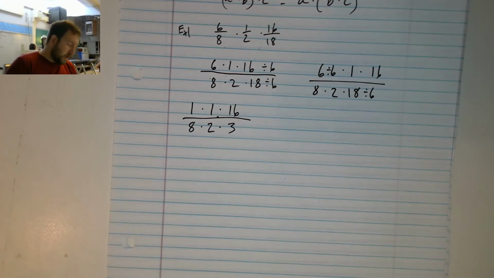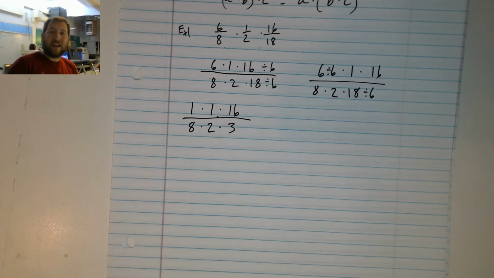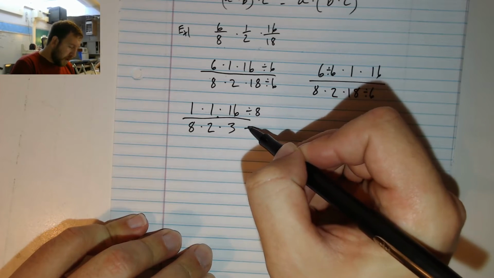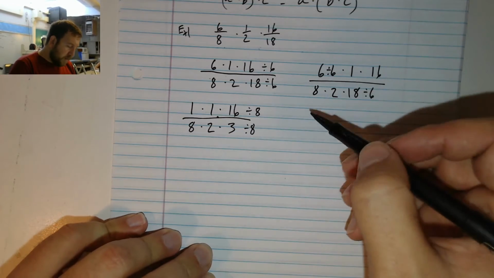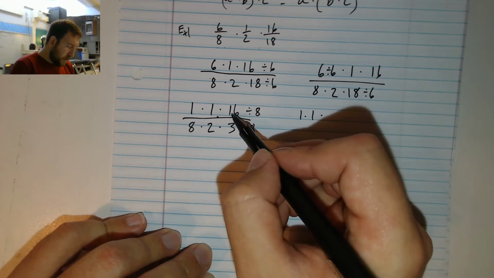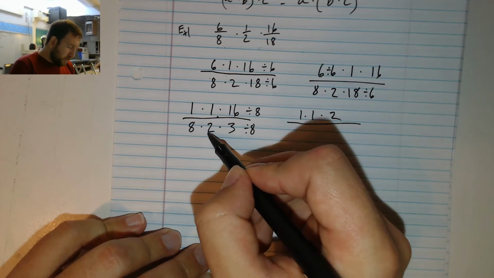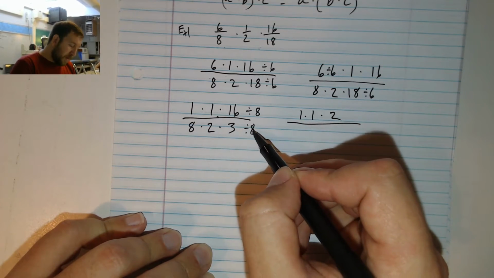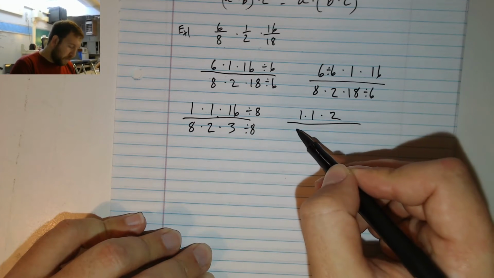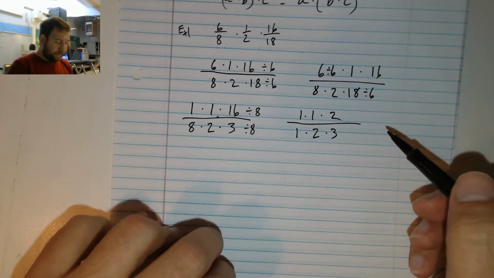Okay, almost done. Let's look at one more. I do see my 16 and 8, and 8 fits into both of those. So I can again divide top and bottom by 8, rewrite my whole fraction over here as 1 times 16 divided by 8 is 2, over 8 times 2 times 3 divided by 8. But I'm going to choose to put that divided by 8 over to this 8. 8 divided by 8 is 1 times this 2 times 3.